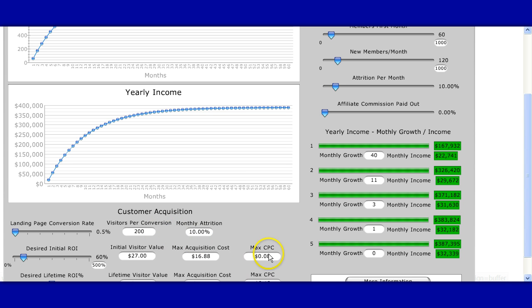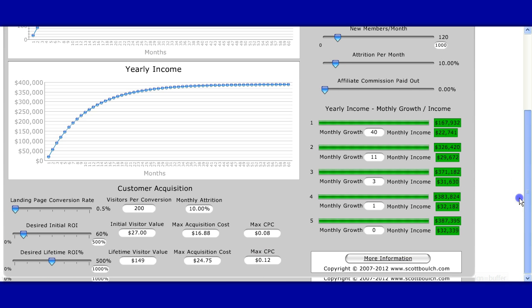And so my math is cost per click. If I'm doing internet marketing, I can only spend 8 cents per click. I'll explain what that means in a minute. For those of you who do know what that means, you might see that as very, very low. Where are you going to be able to get that? I'll explain that in just a moment as well.